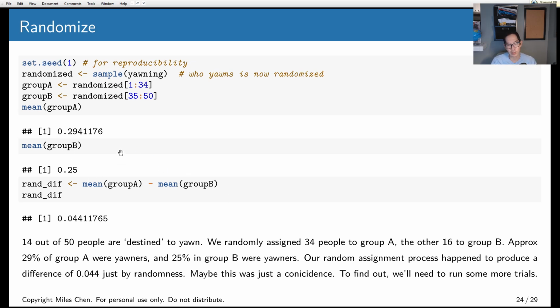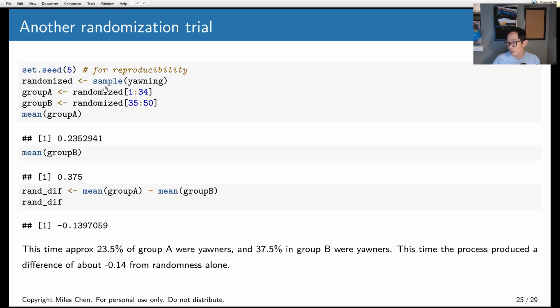Okay, so here I just pick another seed and I shuffle up my 50 true-false values again, and then I say, all right, let's put the first 34 into group A, the remaining 16 into group B. So I go 1 through 34 is group A, 35 through 50 is group B. And so again, which true-false values end up in group A and which end up in group B is purely a result of the randomness introduced by sample, okay?